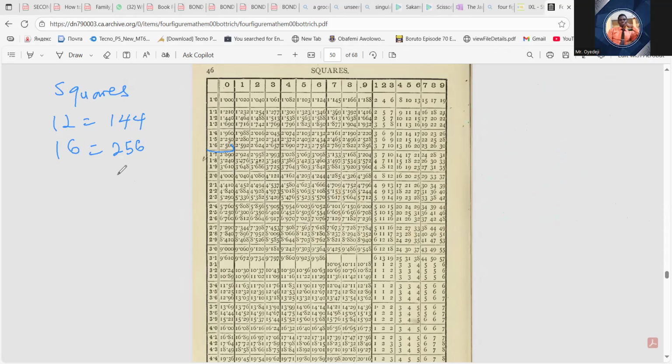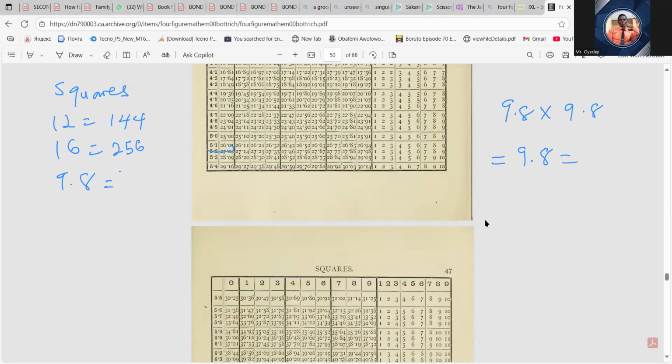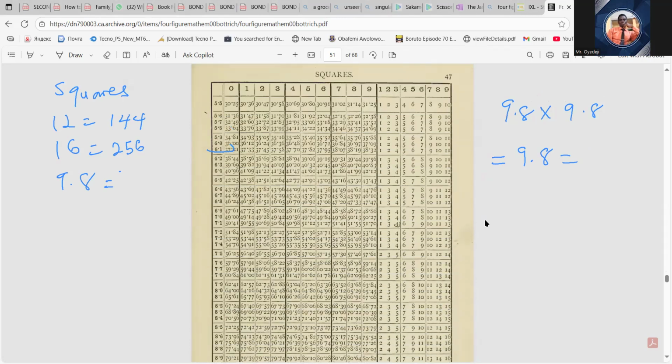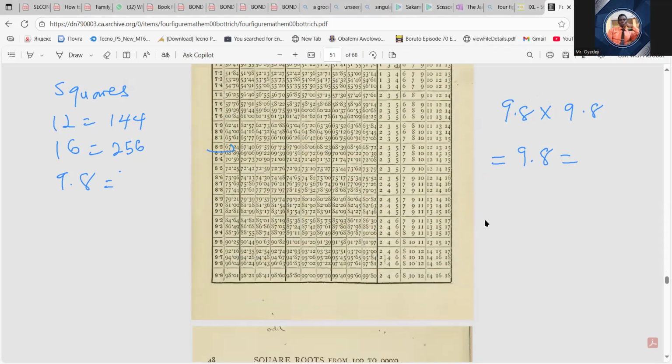Now it should get more interesting because we have 9.8, which we don't know, so let's look for the square of 9.8. 9.8 times 9.8. So you're looking for squares already, right? Since it's already 9.8, just pick one. You don't need to multiply it. So just go under the table, under 9.8, and here is our 9.8.